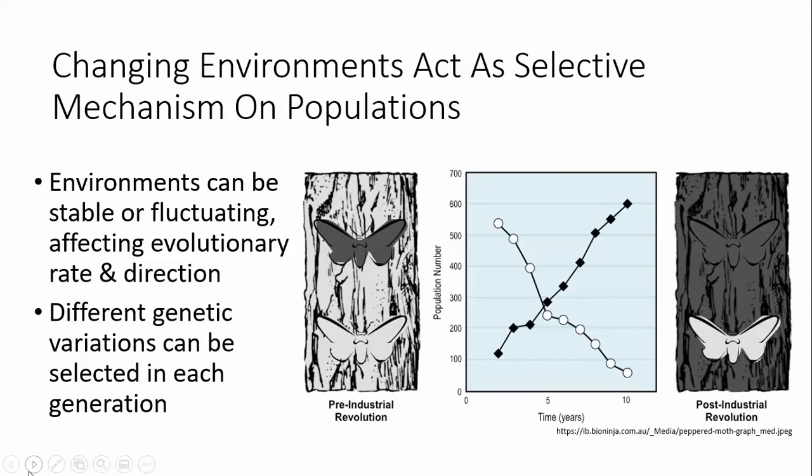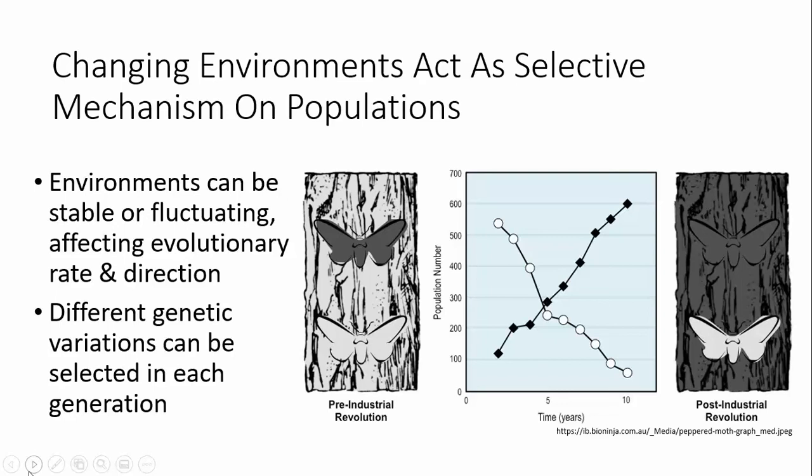So an environment can either be stable or it can fluctuate, change quite a bit. You have some places where the environment changes during different seasons. So for example, an area that might be covered in snow most of the winter, but have grass or forest land most of the summer. Or you can have an environment that's changing gradually over time, like the peppered moths did.